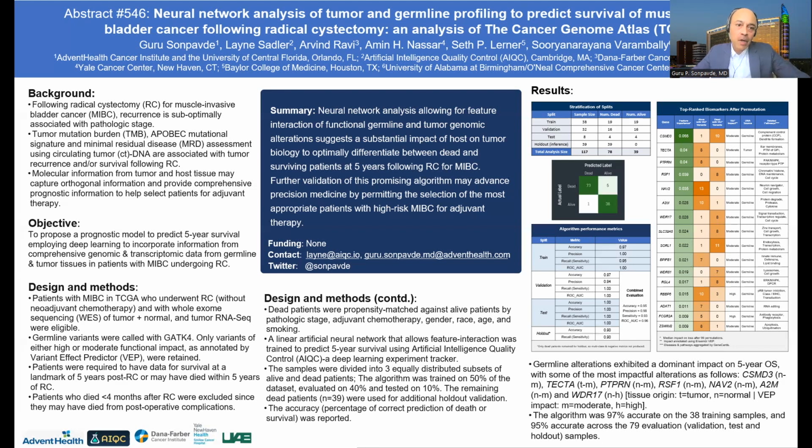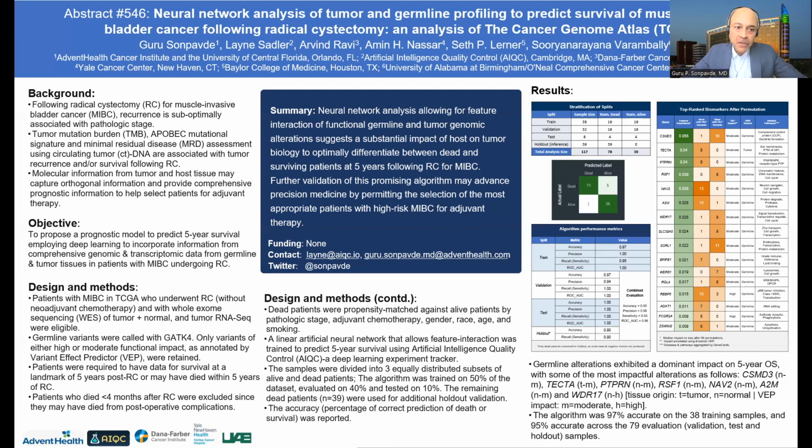The background is that following radical cystectomy for muscle-invasive bladder cancer, recurrence is suboptimally associated with pathologic stage. Tumor mutation burden, or TMB, APOBEC mutational signature, and minimal residual disease, or MRD, assessment using ctDNA are all associated with tumor recurrence and/or survival following radical cystectomy. We hypothesize that molecular information from tumor and host tissue may capture orthogonal information and provide comprehensive prognostic information to help select patients for adjuvant therapy.